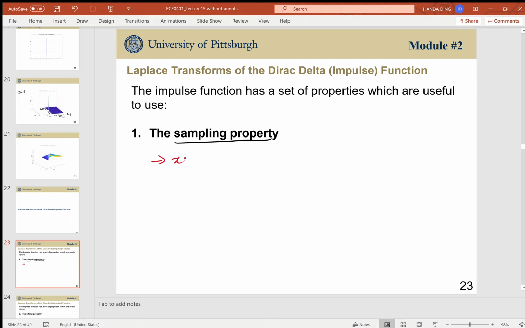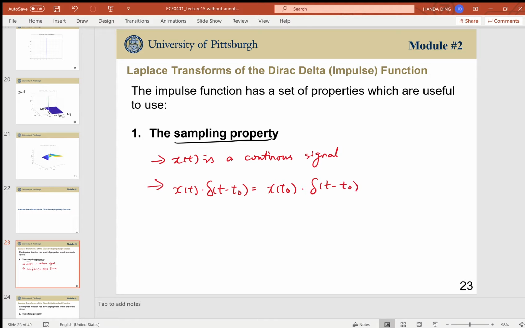The first one, make sure your x(t) is a continuous signal, or the other one is x(t) times your impulse function, and that is nothing more than x(0) times the impulse, because the impulse is 0 for t is not 0, right? So that is the key part.